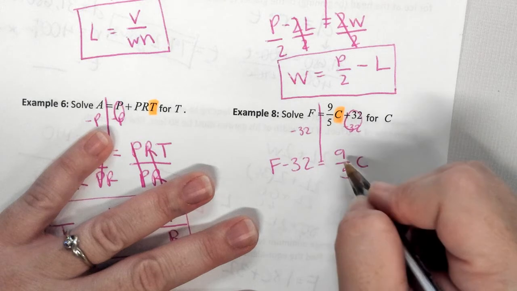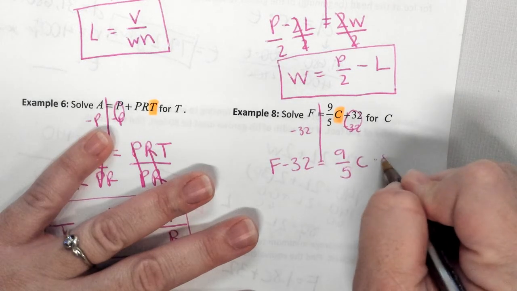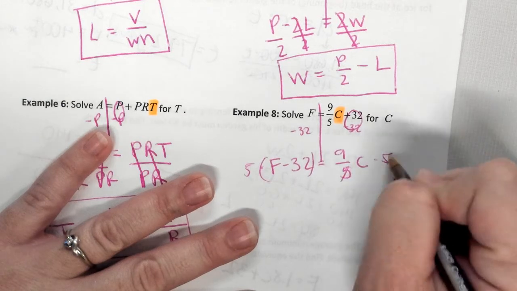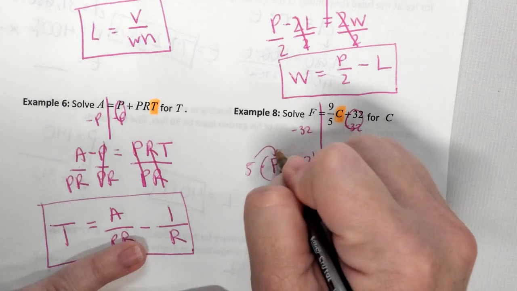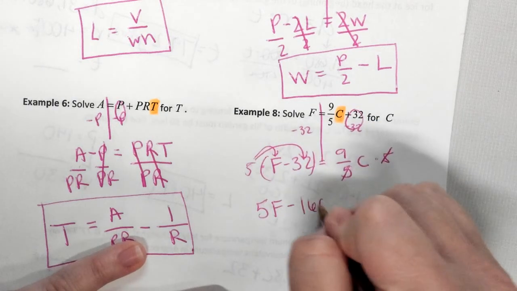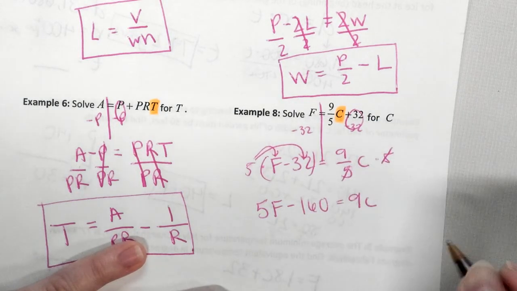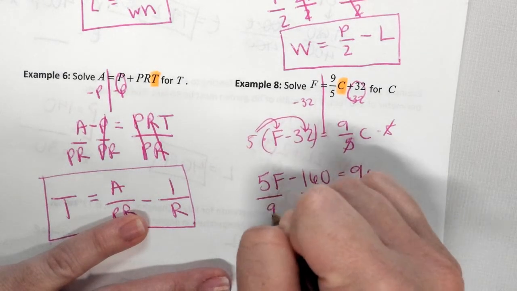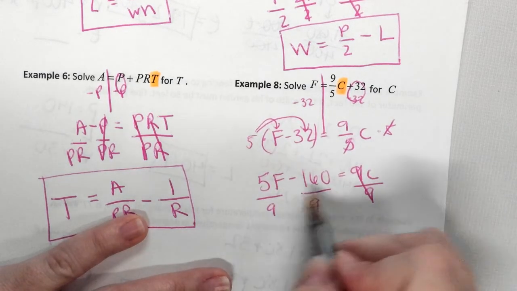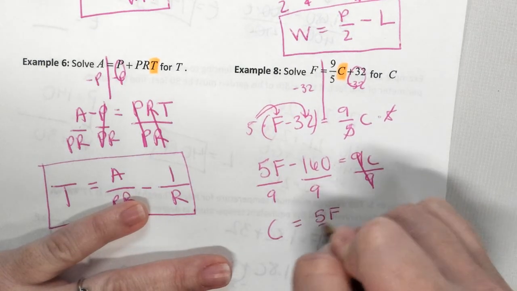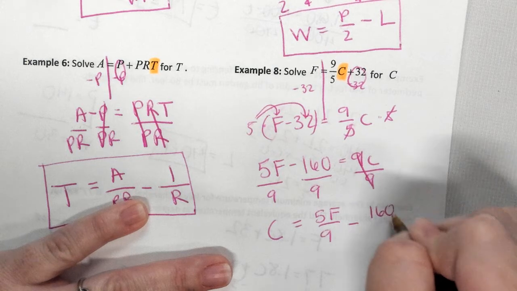So I'm going to get rid of this one piece at a time. The first piece I'm going to get rid of is the division. So I'm going to multiply both sides by 5. And that gives me 5F minus 160 equals 9C. And now I divide by 9, divide by 9, divide by 9. And surprisingly, neither of these simplify. So we get 5F over 9 minus 160 over 9.